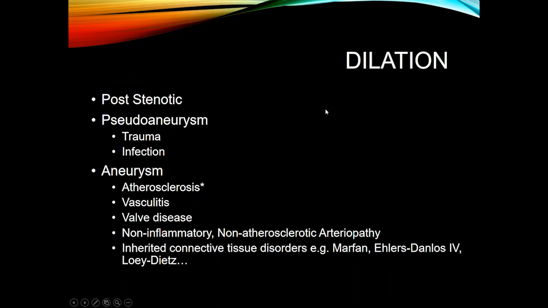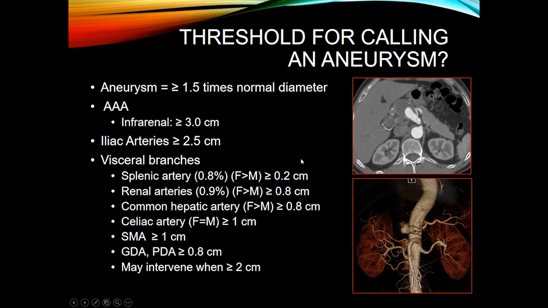So now we move on to dilatation. Now there's post-stenotic dilatation, where the important thing to recognize is that this is coming after a stenosis. So it's really the luminal narrowing that's relevant here. So dilatation may actually indicate there's a stenosis more proximally. Or we may be dealing with pseudoaneurysms due to trauma or infection, or an aneurysm, more commonly due to atherosclerosis and sometimes due to vasculitis.